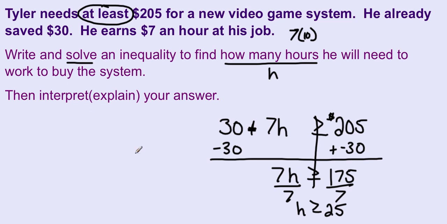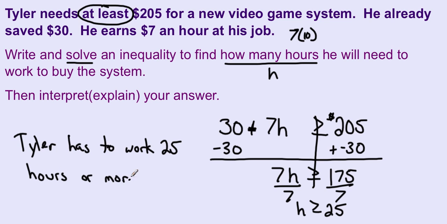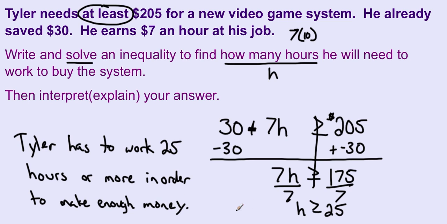So when it says interpret or explain your answer, we want to know, do you actually know what this means? It's one thing to say h is greater than or equal to 25, but do you know what that actually means? h is how many hours. So it means Tyler has to work 25 hours or more, greater than or equal to, in order to make enough money. That's our interpretation. Do you really know what this number down here means? It means as long as he works 25 or more hours at his job, he will have earned enough to purchase that new video game system.